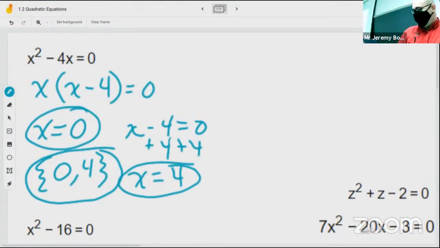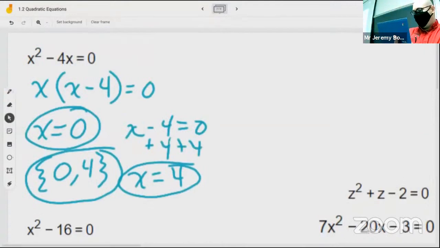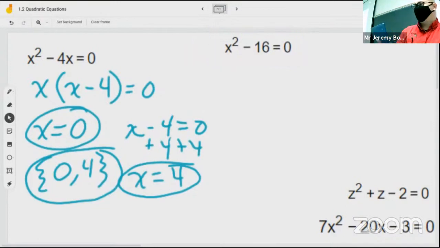The second one, x squared minus 16 is equal to 0, can actually be worked out a couple of different ways. You could use the quadratic formula if you want on it. The B term is 0, but the C term is negative 16. But you could factor this, right? What is that going to factor to? Anybody know? It's the difference of two squares, so it's going to be x plus 4, x minus 4.